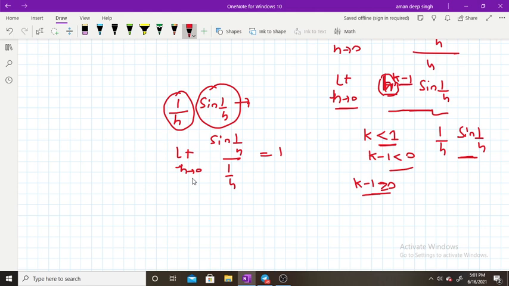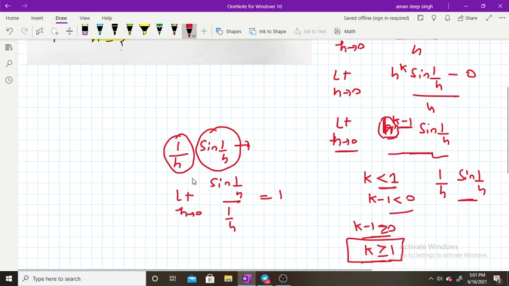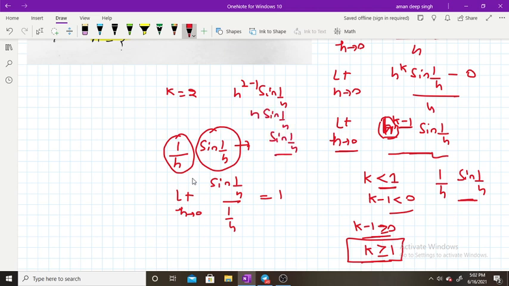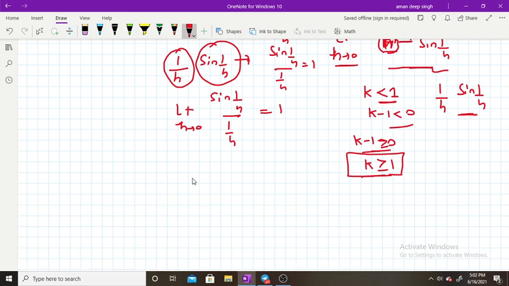Therefore k is greater than or equal to 1. So when we put k equal to 2, it becomes h^(2-1) sine 1 upon h, which means h sine 1 upon h. So it becomes sine of 1 upon h over 1 upon h, which is 1, so definitely the limit exists. So the value will be k greater than or equal to 1.